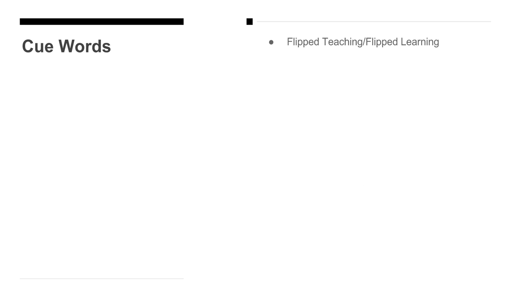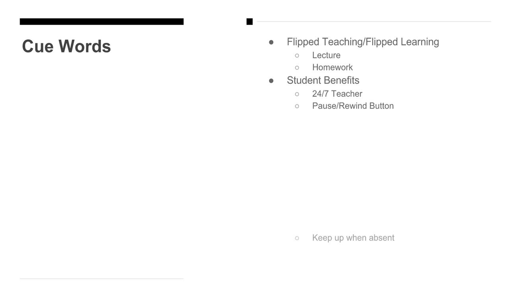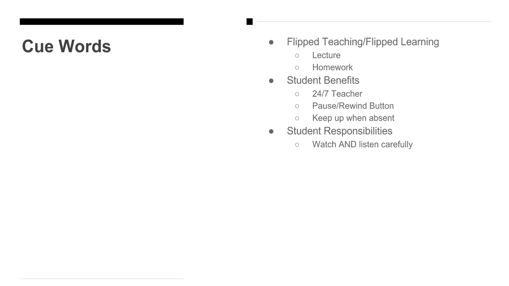Your keywords to help you follow along are flipped teaching/flipped learning, including lecture and homework, student benefits, including the 24/7 teacher, your pause rewind button, and keeping up when absent, and your student responsibilities to watch and listen carefully, take notes, and write down questions, as well as self-advocate.